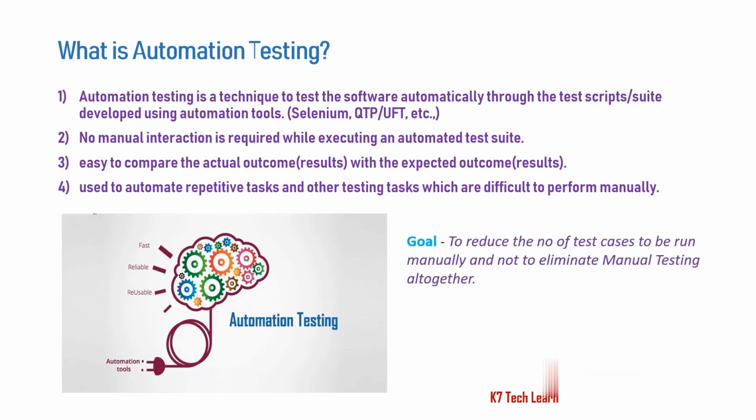What will be the goal of automation testing? The goal is to reduce the number of test cases to be run manually, and not to eliminate manual testing altogether. And not all scenarios in the real world can be automated. Let's say, book a flight and cancel the reservation after 24 hours. This kind of scenario cannot be automated by using automation tools.